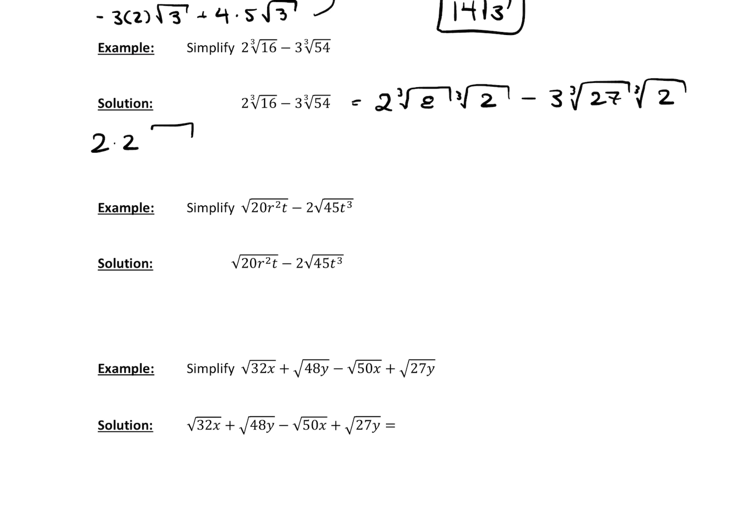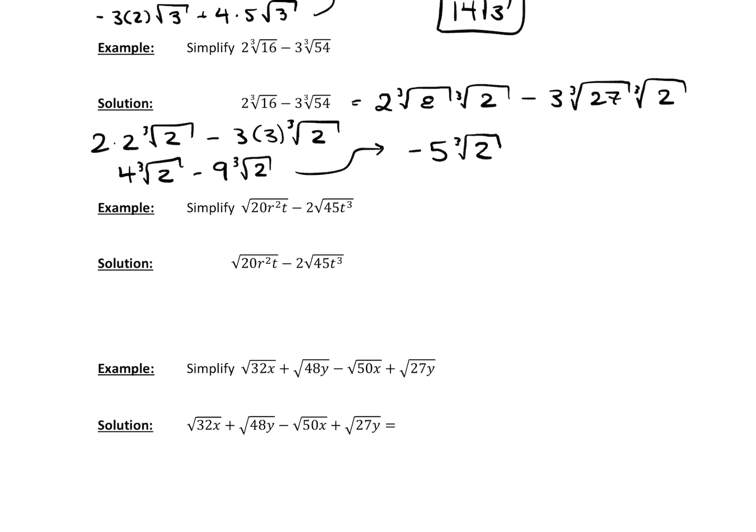So now you have 2 times the cube root of 2 minus 3 times 3 times the cube root of 2. So now in this case, you'll see we have cube root of 2, cube root of 2, so we can actually perform one step further. And we have 4 minus 9, so negative 5 cube root of 2. And you are done. So you'll see how the simplification really works. Knowing perfect squares and perfect cube factors is incredibly helpful.